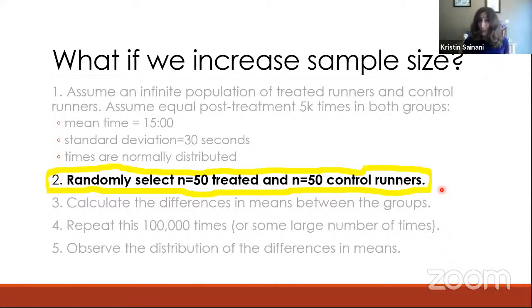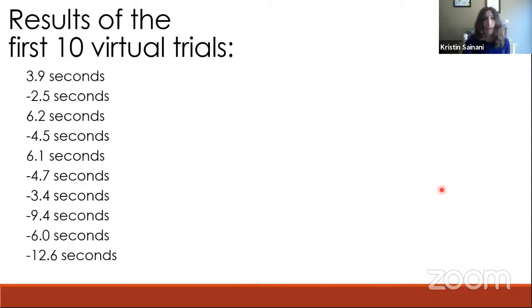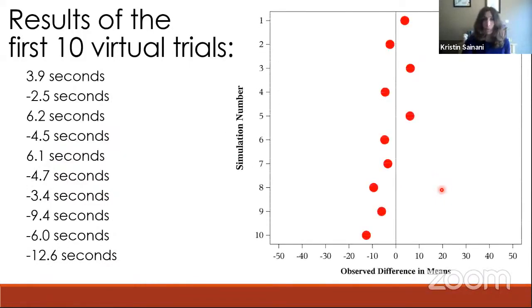So I'm sampling more people. That means there's going to be less uncertainty in my guess. So I would expect the standard error to become smaller. And that's exactly what happens. So here are the results of the first 10 virtual trials of this simulation.